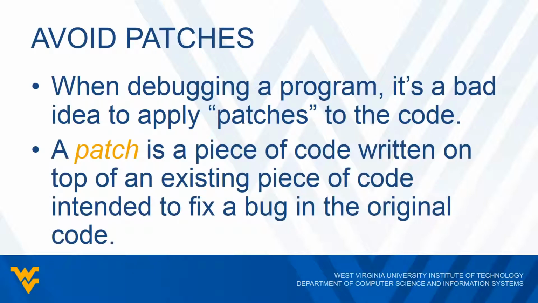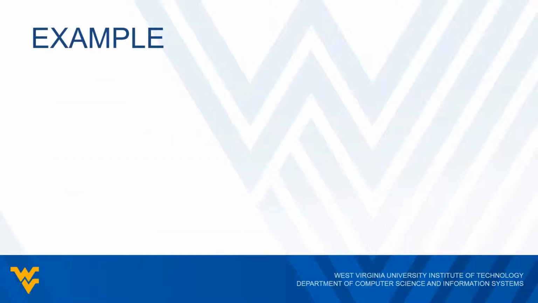So what's a patch? It's basically a piece of code that we write on top of an existing piece of code that's supposed to fix some bug in the original code. I'm sure you've heard of the term patch before in games and other software where you update your program to patch 2.3.9 or something like that. These are just little pieces of code that we write on top of existing code. Sometimes this is just to provide updates, or in this case, we're just trying to fix some bug.